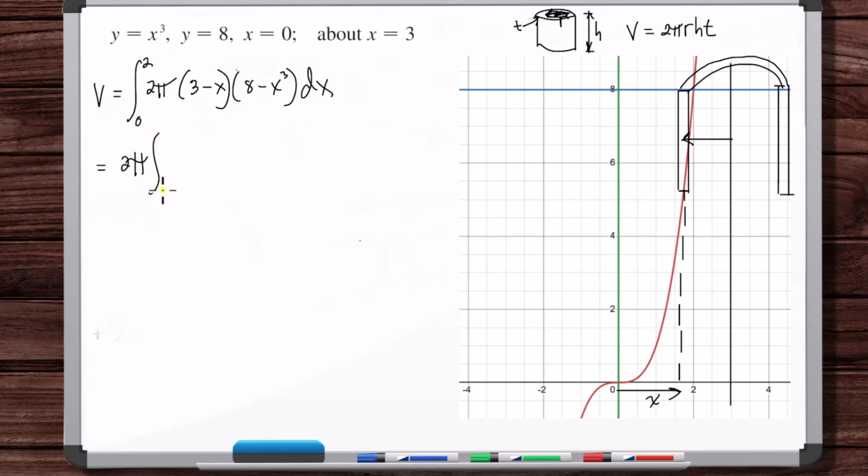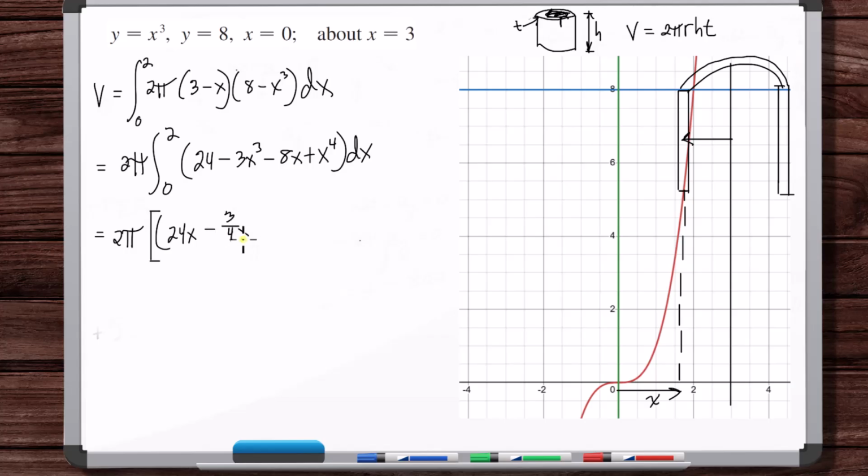So let's take out the 2 pi. We've got 24 minus 3x cubed minus 8x plus x to the 4th. Okay, so doing the integration, we've got 24x minus 3/4 x to the 4th minus 4x squared plus 1/5 x to the 5th, evaluated from 0 to 2.